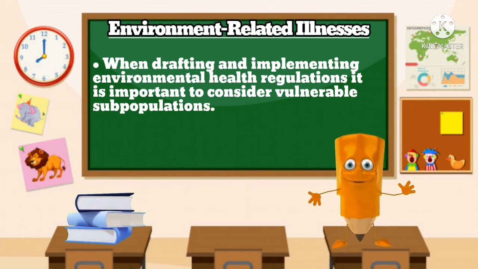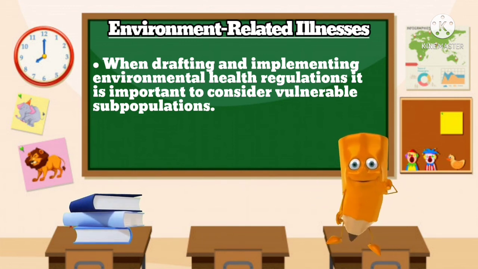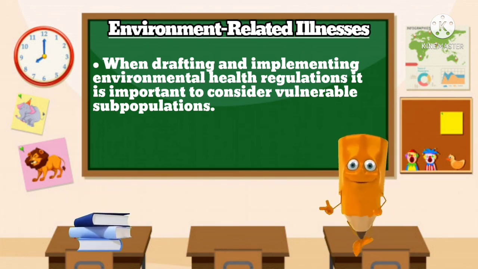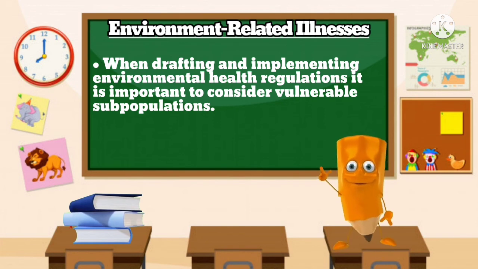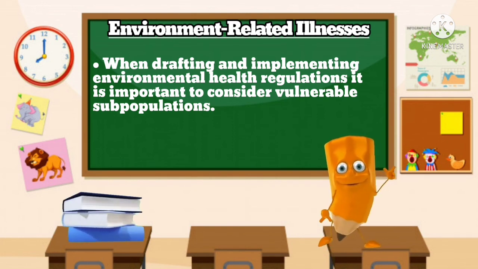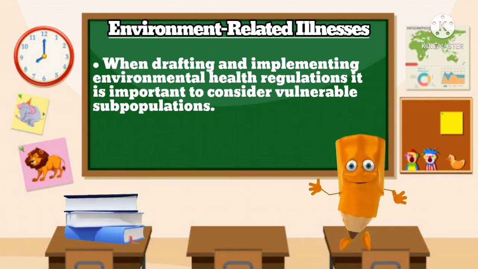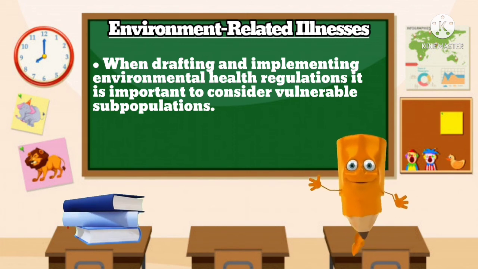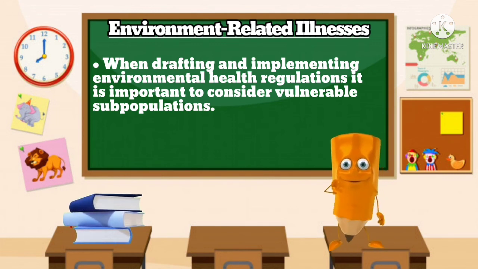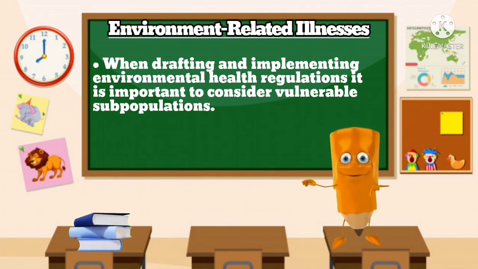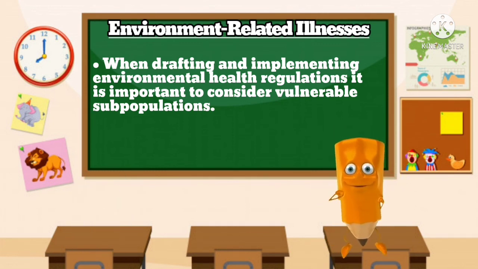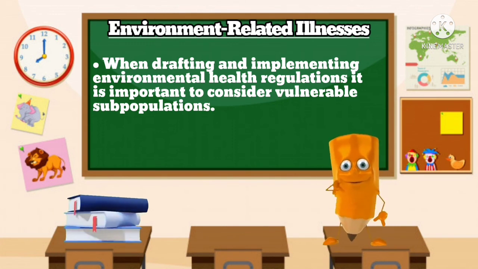When drafting and implementing environmental health regulations, it is important to consider vulnerable subpopulations. When we say vulnerable subpopulations, it is a group with an increased susceptibility to the adverse effects of environmental risk factors due to their age, genetics, health status, or some other conditions. Vulnerable populations include children, pregnant women, and elders, whose bodies are sensitive. And that's all in this topic.